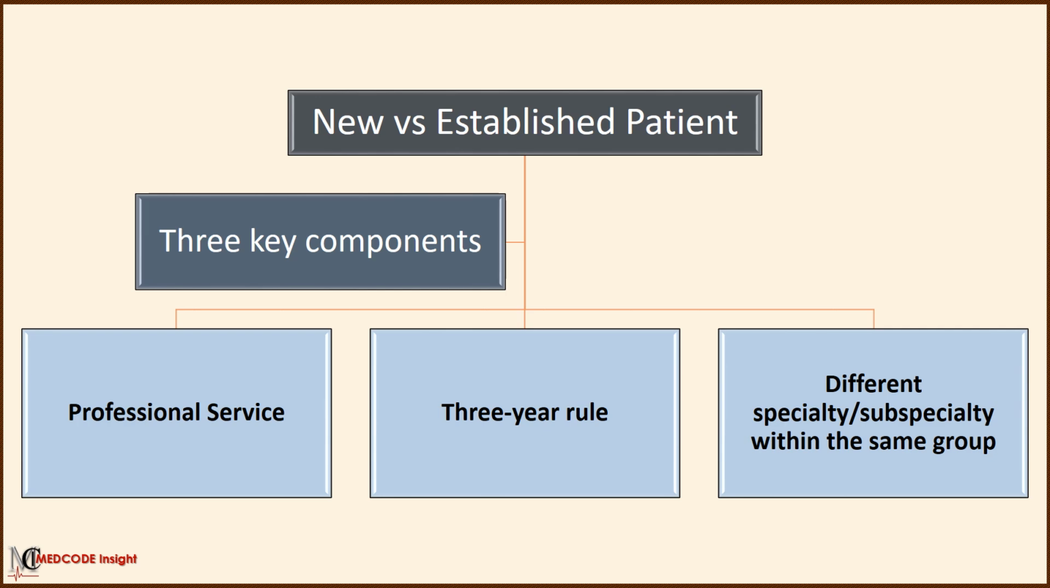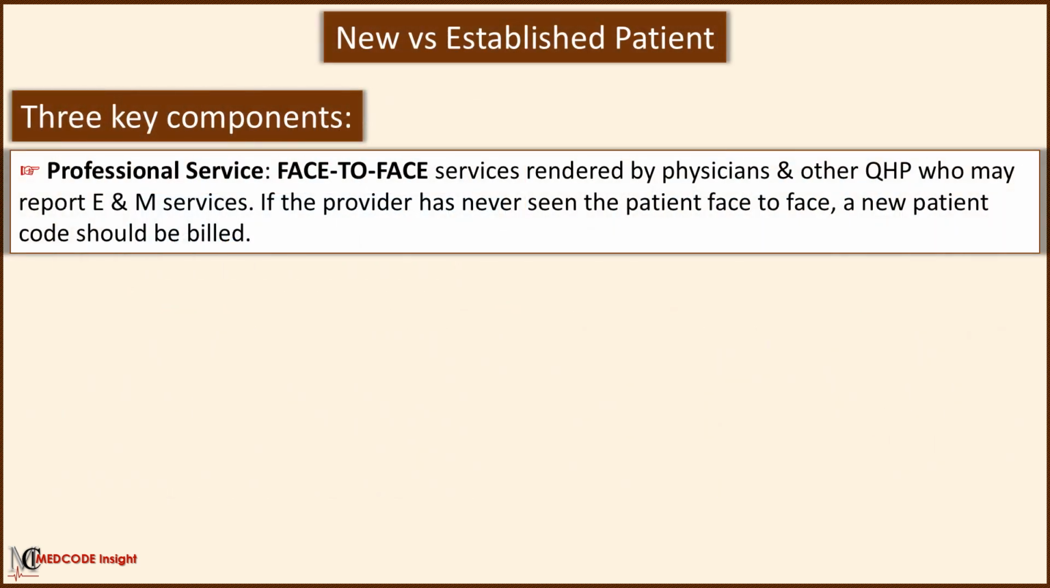To understand the concept of new and established patient, let's break the definition into three key components: professional service, the 3 year rule, and different specialty and subspecialty within the same group. Let's discuss each one individually. Professional services are face to face services rendered by a physician or other qualified healthcare professional who may report evaluation and management services. If the provider has never seen the patient face to face, a new patient code should be billed. To understand this rule, let's take an example.